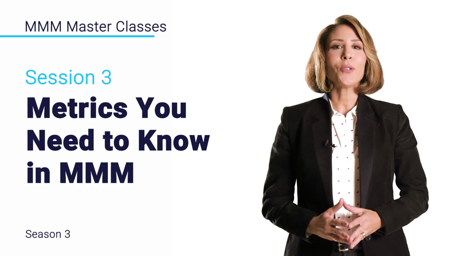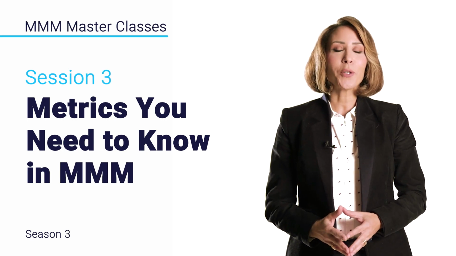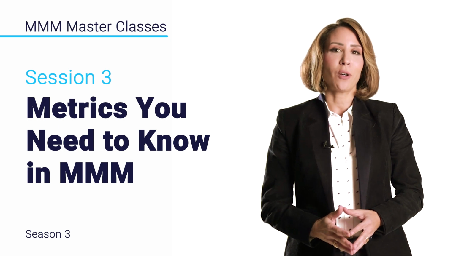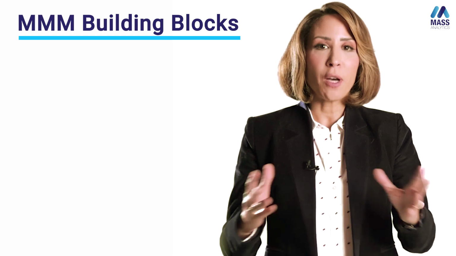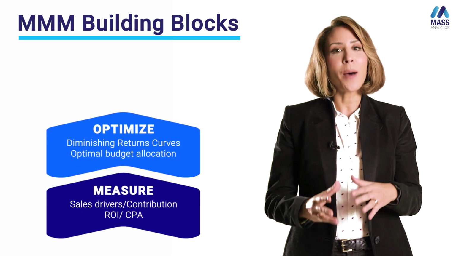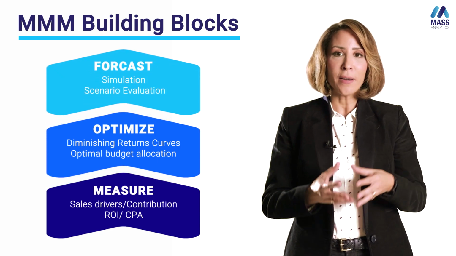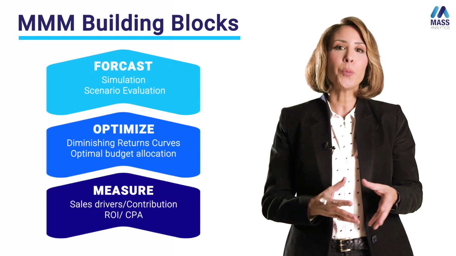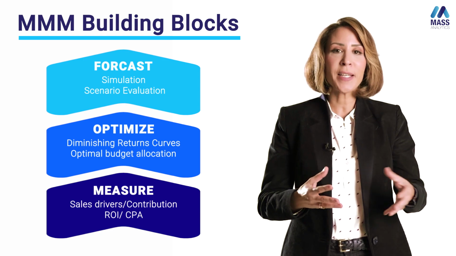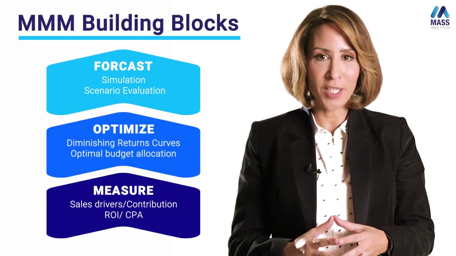Hello everyone. In today's session, we will try to discover the most important metrics to know in the context of marketing mix models. Marketing mix modeling is composed of different steps. The first one is the measurement. The second one is optimization and forecasting. For each of those phases, there are certain metrics that need to be computed in order to understand better what's happening in measurement and what's happening in optimization and forecasting.